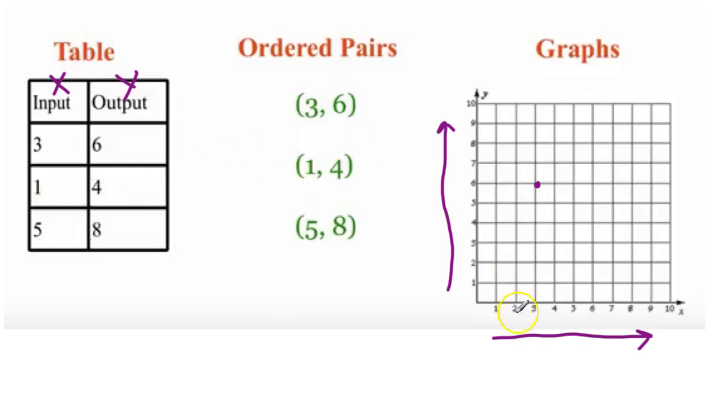1, 4. Well, I go 1 to the right and 4 up. And the last one, 5, 8. I can go 5 to the right and 8 up. 1, 2, 3, 4, 5, 6, 7, 8. Voila. There you go. So what I really want you to understand is that the table, ordered pairs, and graphs, these are all representing the same exact function.